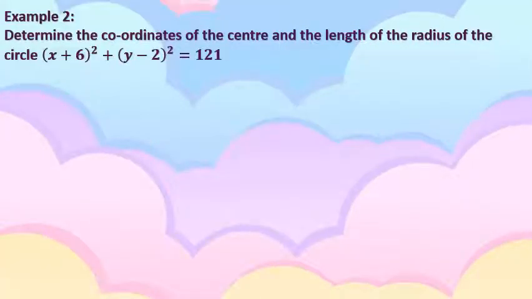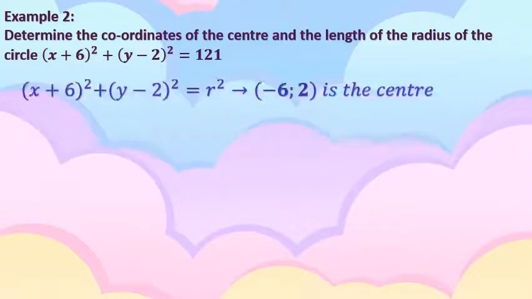Now we need to determine the coordinates of the center and the length of the radius of a circle whose center is not the origin. I'm sure you can tell that straight up we can see that if we write down the coordinates of the center, they will be negative 6 and positive 2. Just change the sign of what is given in the original formula.